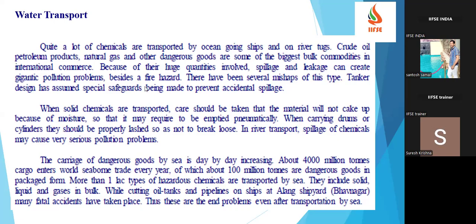Quite a lot of chemicals are transported by ocean-going ships, or on river tunnels. In India, rivers are not used for this, but I've heard very long back they are planning river transportation in India also. Crude oil, petroleum products, natural gas, and other dangerous goods are some of the biggest bulk commodities in international commerce. Because of the huge quantities involved, spillage and leakage can create gigantic pollution problems, besides a fire hazard. There have been several mishaps of this type. Tanker design has special safeguards made to prevent accidental spillages.